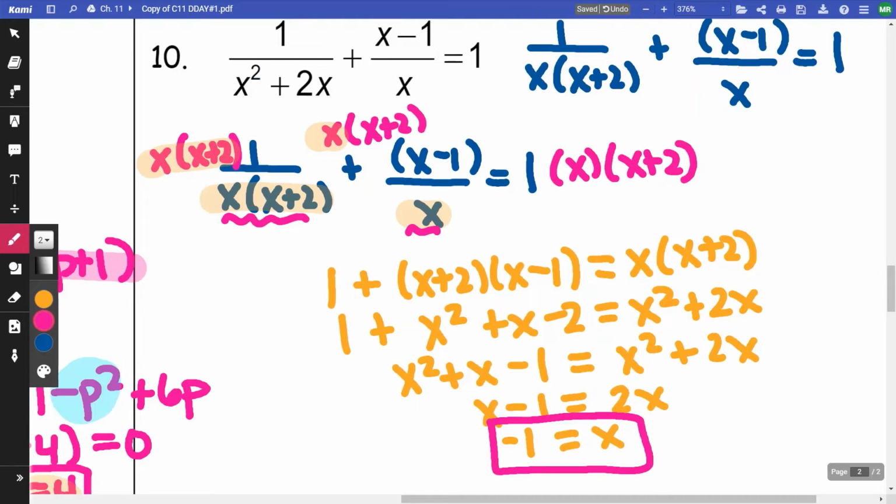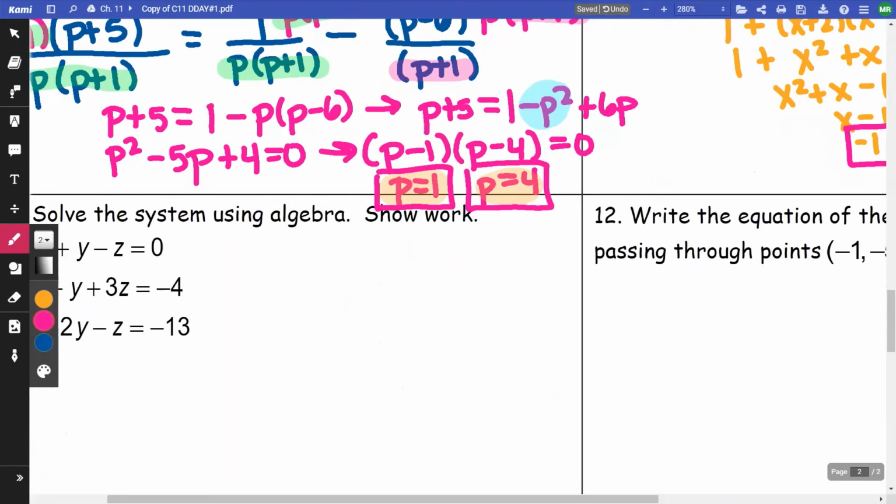These ones won't be on the test, maybe as an extra credit, okay? But not as a main problem.